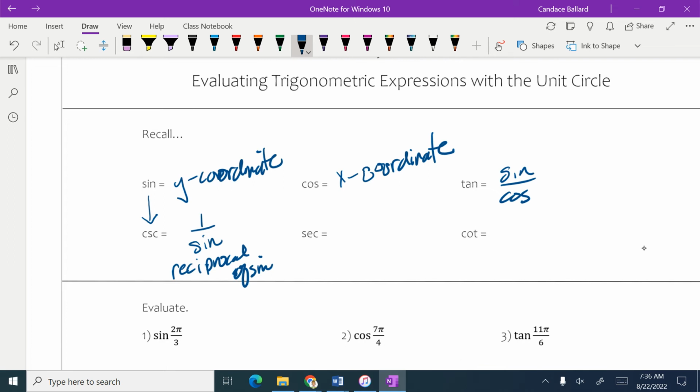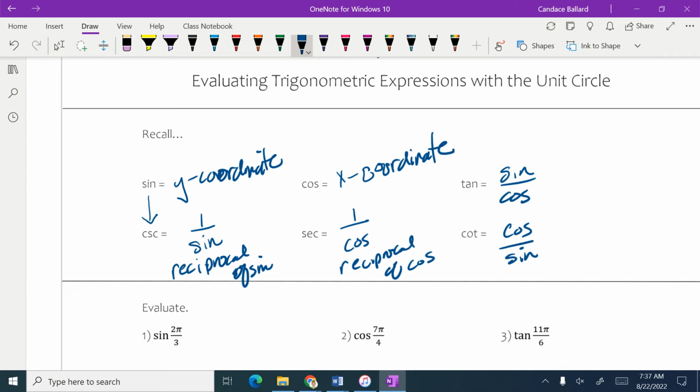What's secant then? 1 over cosine, right? Or the reciprocal of cosine. Okay, what's cotangent in terms of sine and cosine? There's your cosine over sine, right?